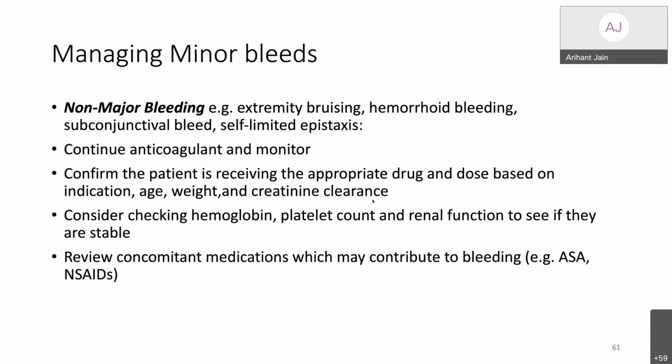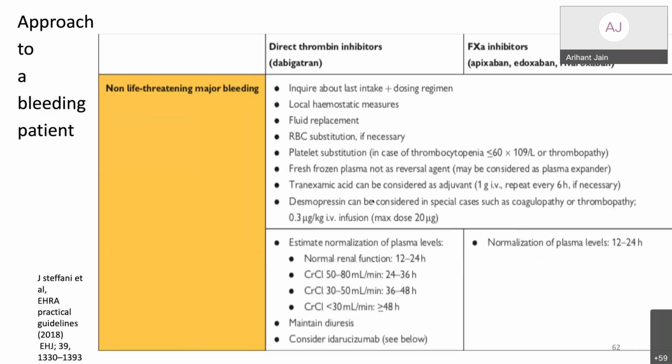So that is for non-major bleeding. You need not stop the anticoagulant. But if there is a non-life-threatening major bleeding, which is like the yellow zone, and it is dabigatran, you will use the HAS-T and see when the last dose was given. Make sure that with normal renal function, within 12 to 24 hours there will be normalization of function. You can use tranexamic acid, a little bit of FFP, and fluid resuscitation measures. Same for apixaban or edoxaban.